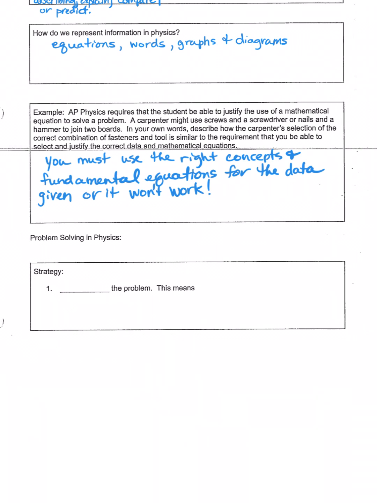So now, what is the strategy for solving problems in physics? The first one is set up the problem. What do I mean by that? In other words, read it and figure out what the problem's asking for. How can you solve something if you don't even know what you're solving for? In other words, what are the relevant concepts?